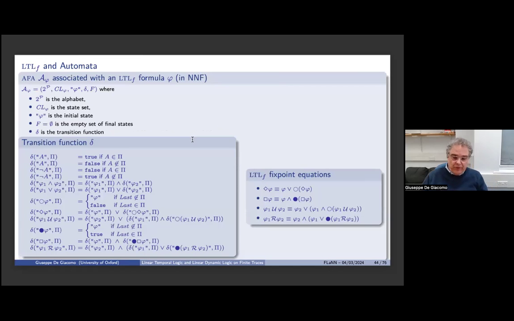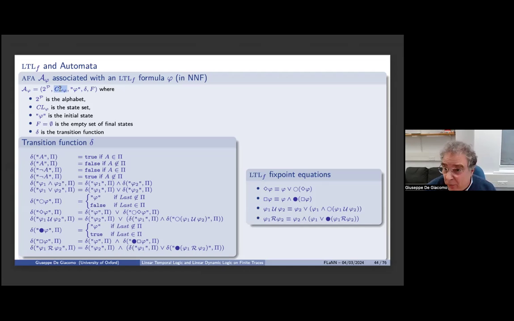This is the slide that I want. So actually, to create the alternating automaton, what you will do is to use the semantics of the formula. So the first thing is this alternating automaton has as alphabet the propositional interpretation that you use in the trace, as states it has the sub-formula of the LTLf formula.